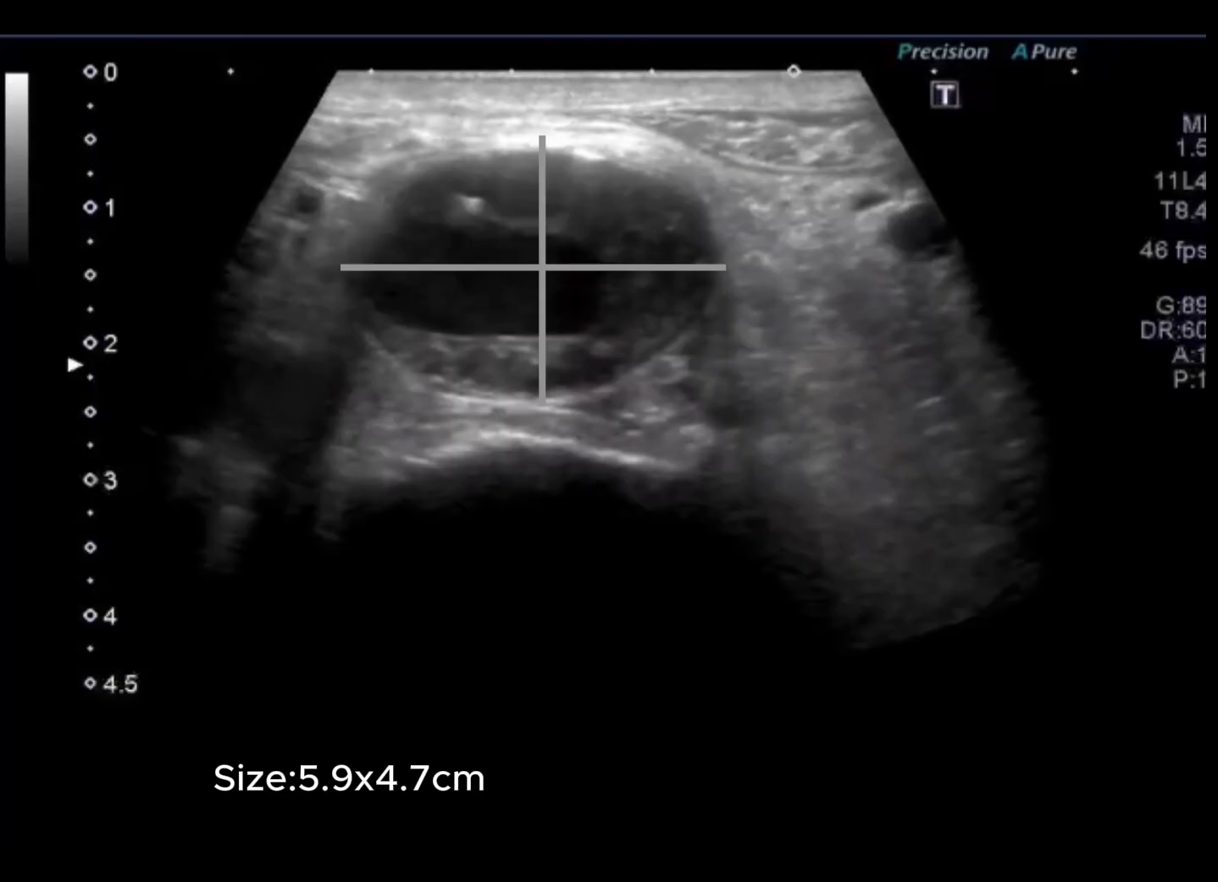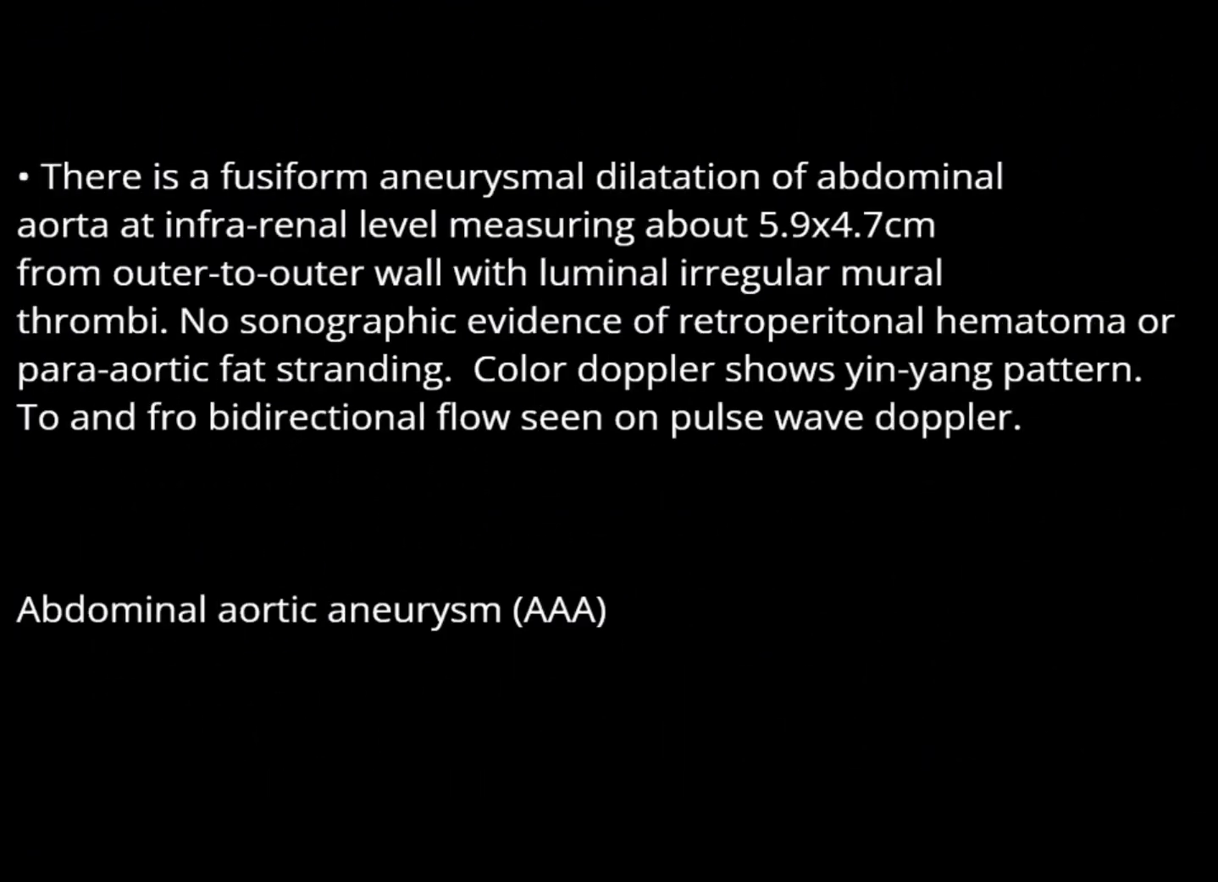So let's summarize all the findings. There is a fusiform aneurysmal dilatation of the abdominal aorta at infra-renal level, measuring about 5.9 into 4.7 cm from outer to outer wall with luminal irregular mural thrombi. There is no para-aortic fat stranding or retroperitoneal hematoma. Color Doppler shows yin-yang pattern, and to and fro bidirectional flow is seen on pulse wave Doppler.